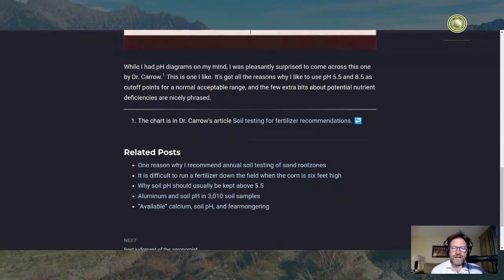The next one is related to that also. It's aluminum. The title is Aluminum and Soil pH in 3010 soil samples, which is also another chart in which I showed that relationship from an older set of soil samples. And the next one is, in quotes, calcium, soil pH, and fear mongering. And I remember what that one is about. It's about people saying that there's calcium in the soil, but because of the high pH of the soil, the calcium is unavailable, which is absolute hogwash.